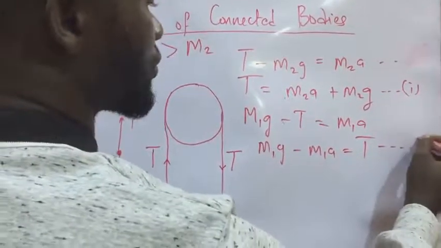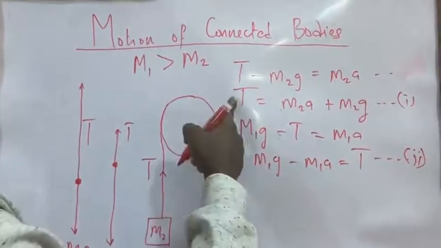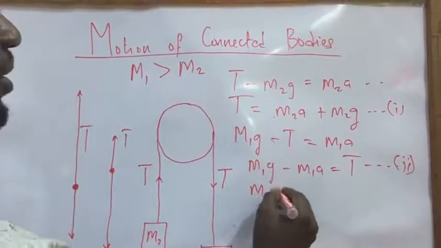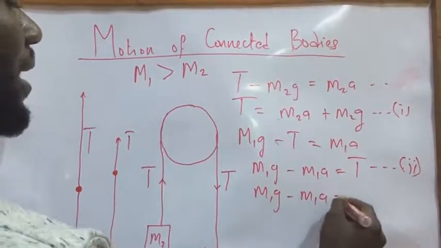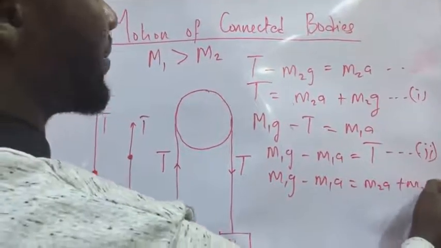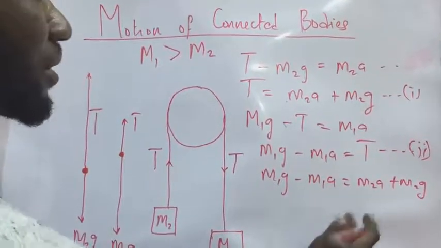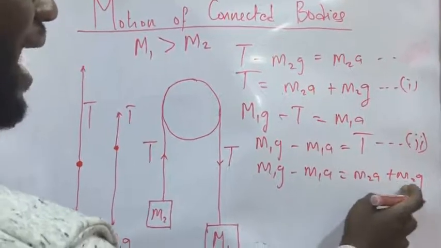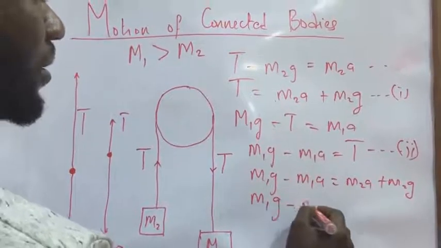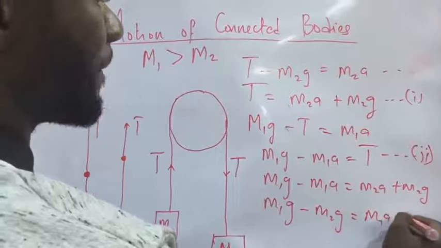I call this equation 2. So connecting both equation 1 and 2, since T is the same in both, we can have M1G minus M1A is equal to M2A plus M2G. From here, I can collect the like terms. So I bring M2G here, and I have M1G minus M2G is equal to M1A plus M2A.